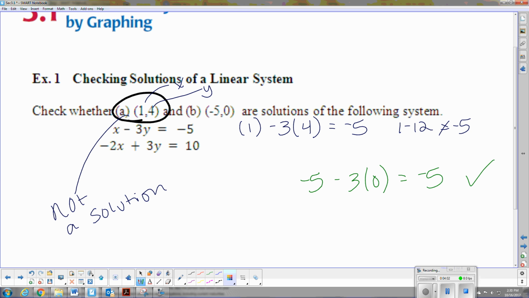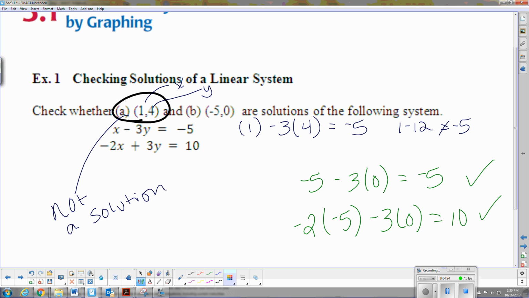Yes, it does. So now we have to do the second one, because if it's a solution for the first line, and it's a solution for the second line, then it's a solution for the system. So -2 times -5 minus 3 times 0. Does that equal 10? Yeah.